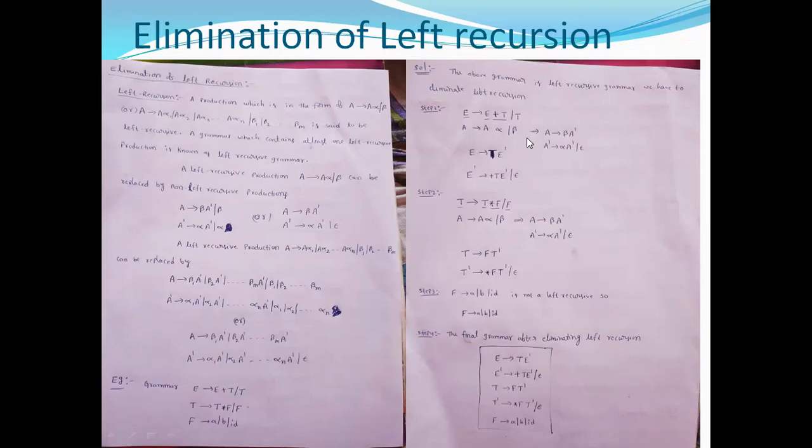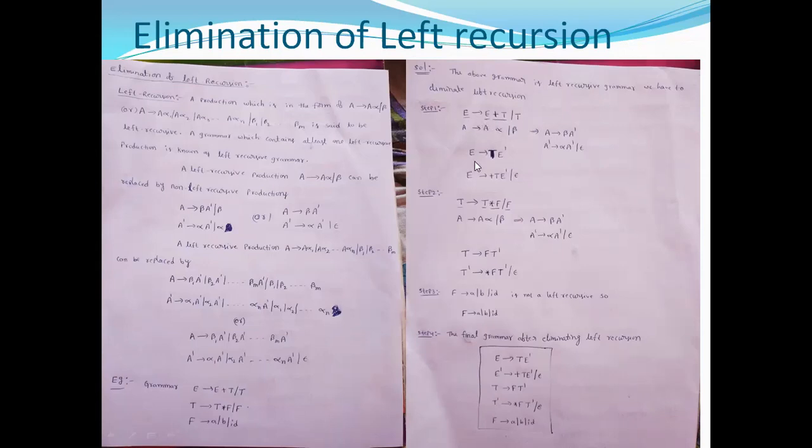So how to eliminate the left recursion? A → βA' and A' → αA' | epsilon. Here E is considered as A. So A → β; what is beta here? T, so E → TE'. E' → +TE' | epsilon, where +T is the alpha. So we are eliminating the left recursion from this production.